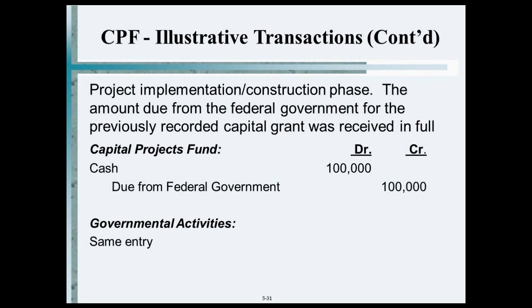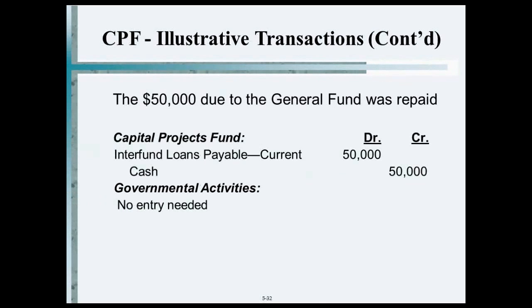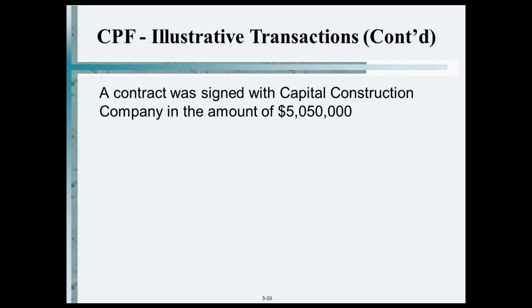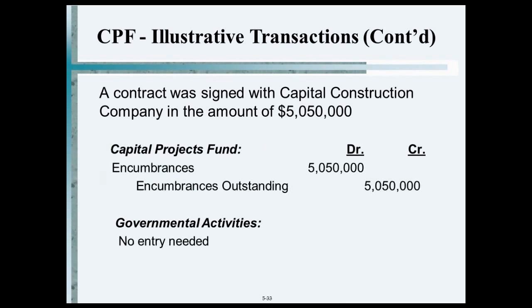Okay, so they got the cash from the federal government, no sweat here. They debited cash, credited due from federal government. They paid the loan back because they got the money from the loan, from the bond, so they paid the loan back, okay. Then a contract was signed for $5,050,000 with some capital construction company.